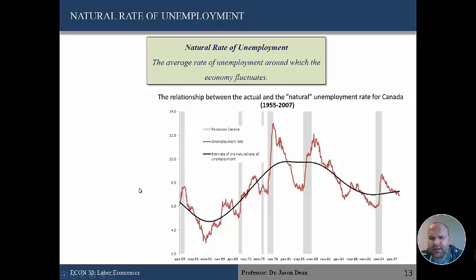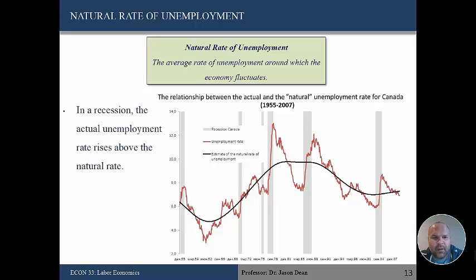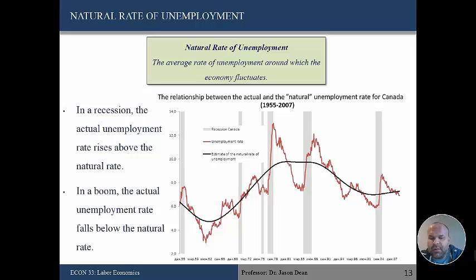You can also think of the natural rate of unemployment as what the unemployment rate would be if cyclical unemployment, which is unemployment due to the business cycle, so changes in aggregate demand, were absent. Okay, so in a recession, the unemployment rate is going to be very high and above the natural rate, mainly because of cyclical unemployment. And in a boom, the unemployment rate should be close to the natural rate, and it can even fall below.